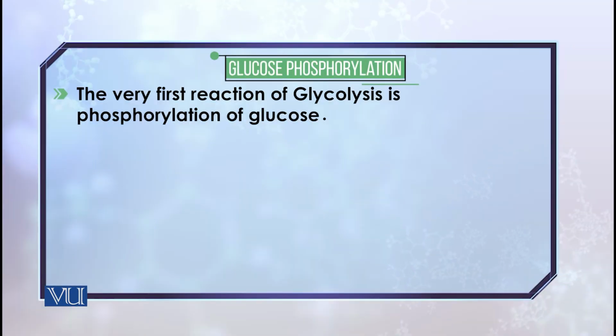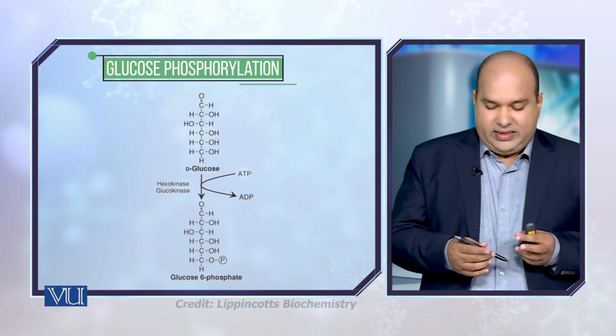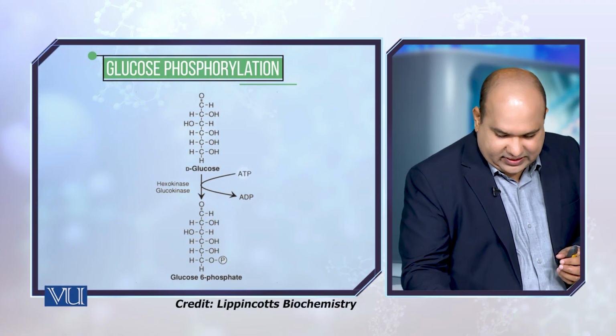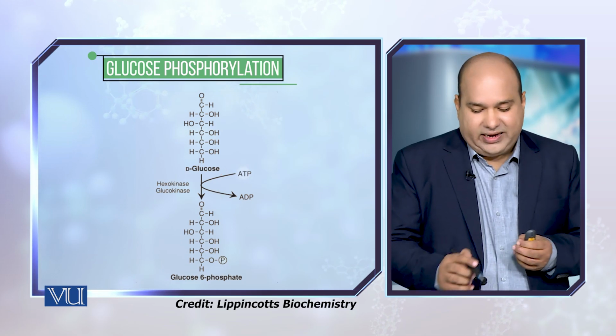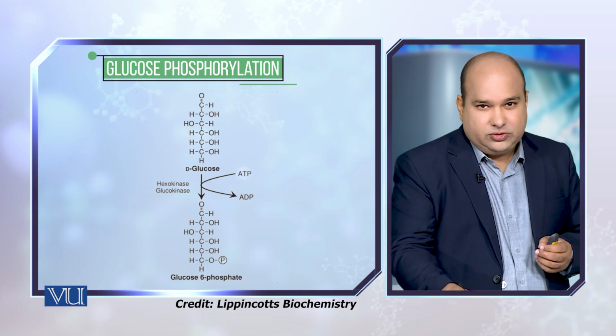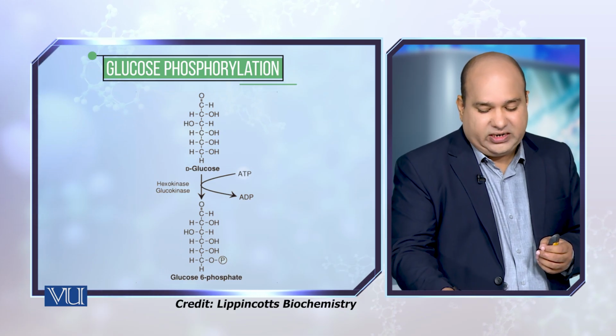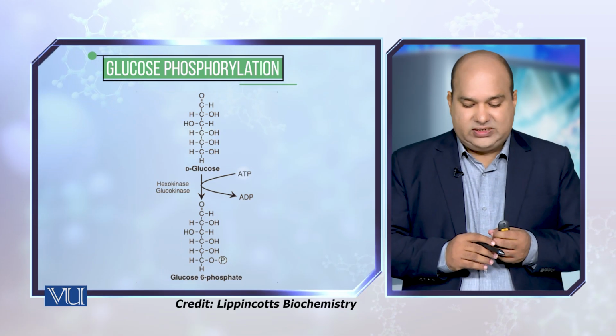So, the first reaction is the formation of glucose 6 phosphate from glucose. It simply requires a phosphorylation step, which means one molecule of ATP will be invested here. Here you can see a molecule of ATP is used, and that utilization of ATP leads to the formation of glucose 6 phosphate.